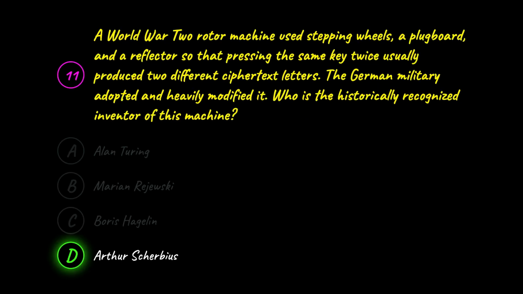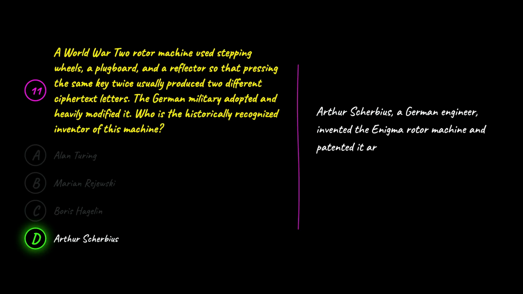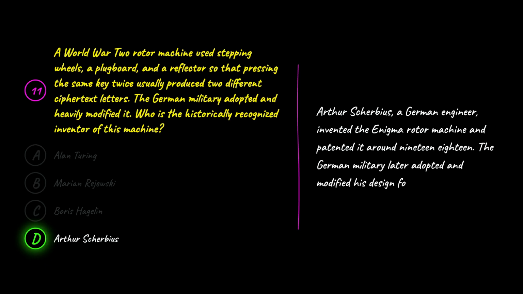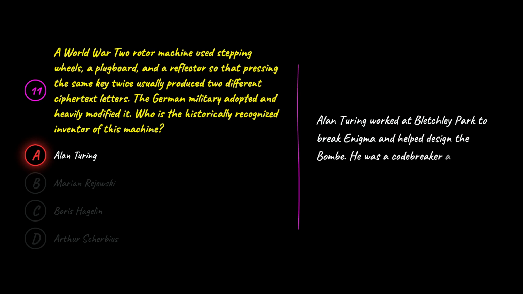The correct answer is D. Arthur Scherbius. D is correct because Arthur Scherbius, a German engineer, invented the Enigma rotor machine and patented it around 1918. The German military later adopted and modified his design for the war. A is wrong because Alan Turing worked at Bletchley Park to break Enigma and helped design the bombe. He was a codebreaker attacking the machine, not its inventor.